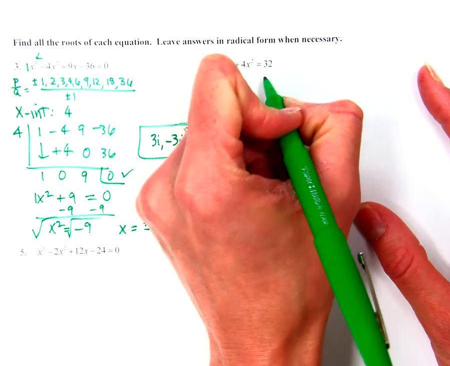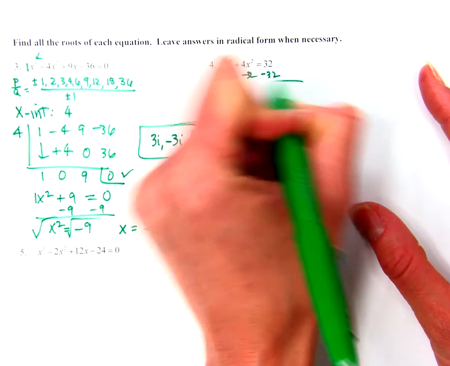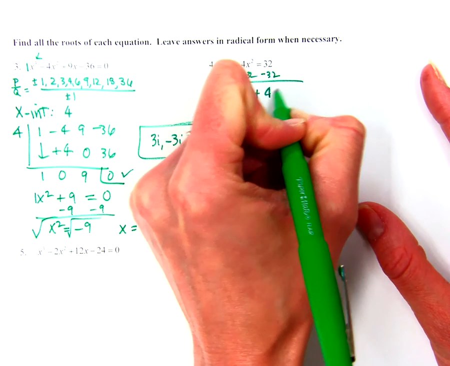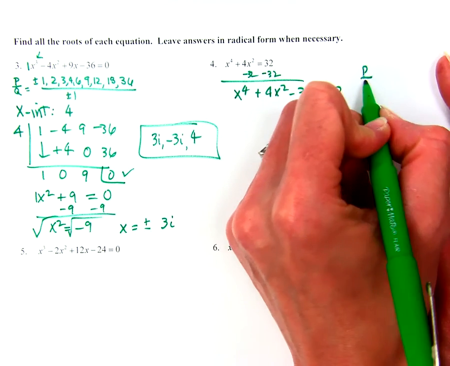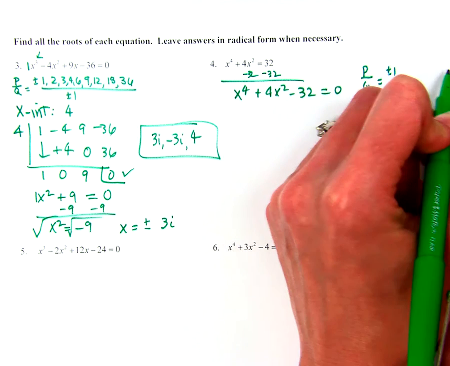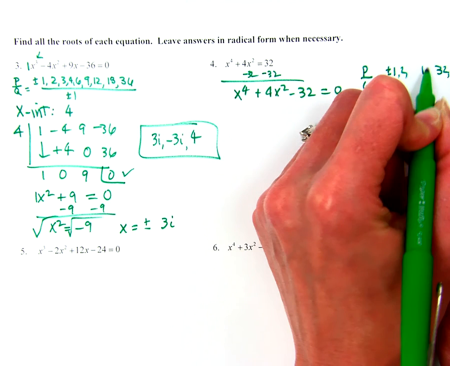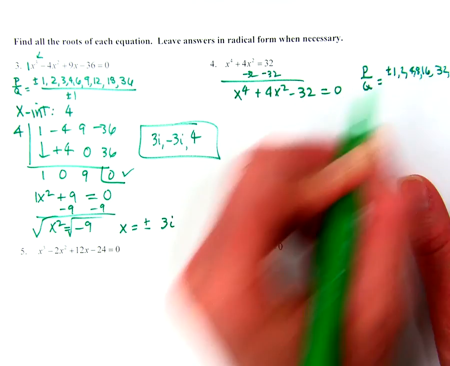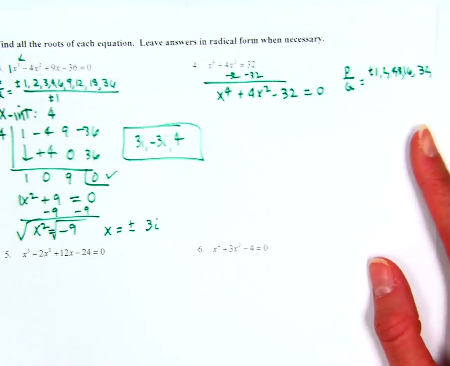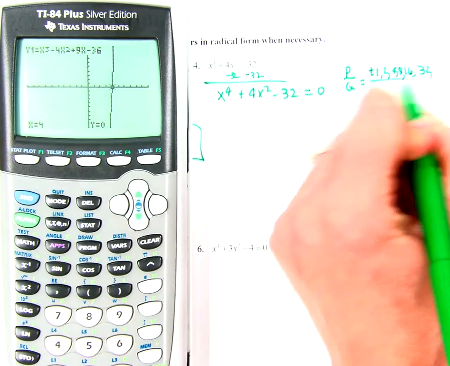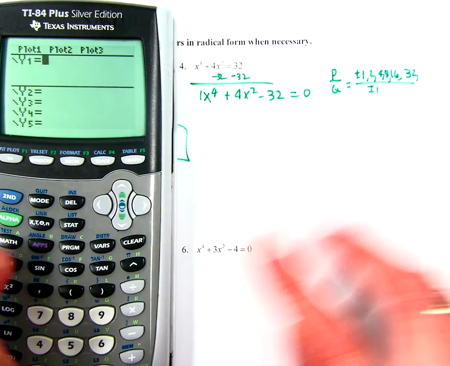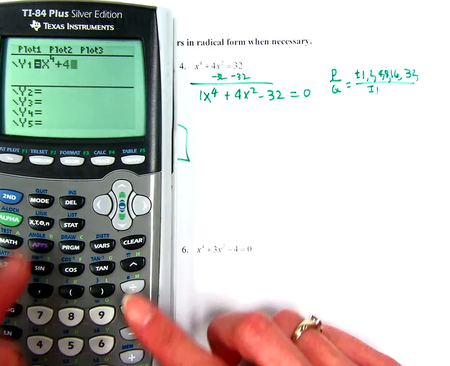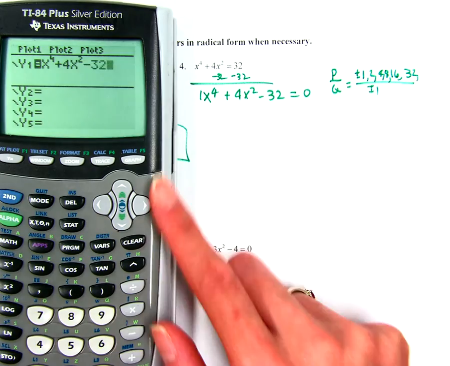All right, with number 4, you have to first subtract 32. So we have x to the 4th plus 4x squared minus 32 equals 0. All right, so for my p's over q's, I'm going to make factors of 32. So we got 1 and 32, 2 and 16, 4 and 8. Factors of the lead coefficient 1 are just plus or minus 1. So I'm going to put in my new equation, x to the 4th plus 4x squared minus 32.